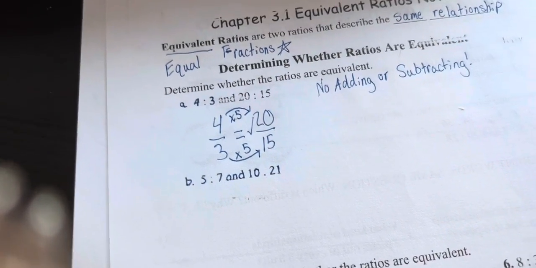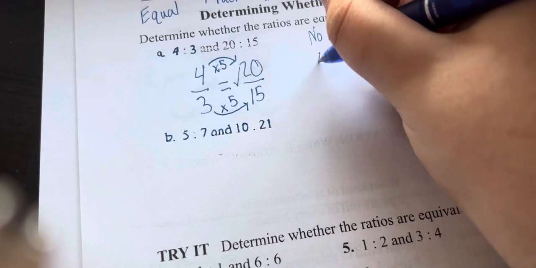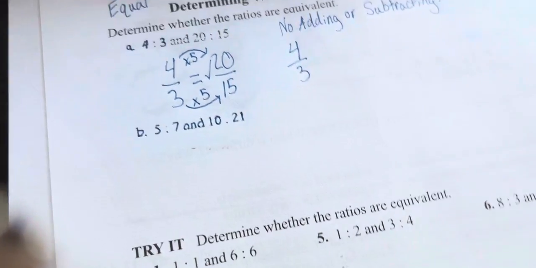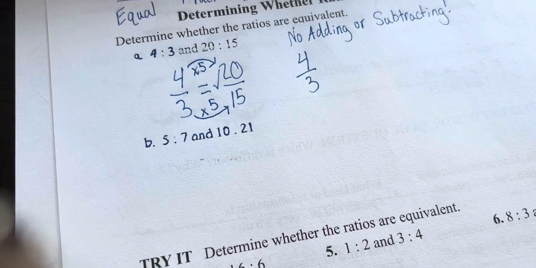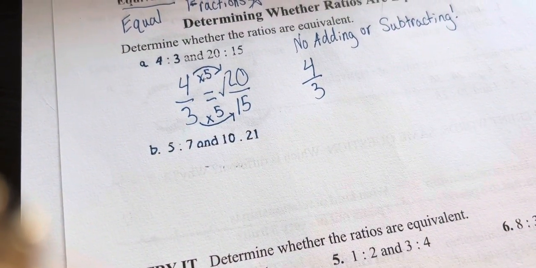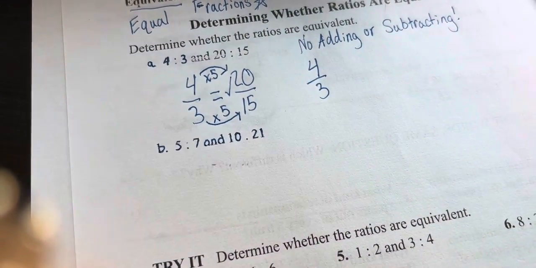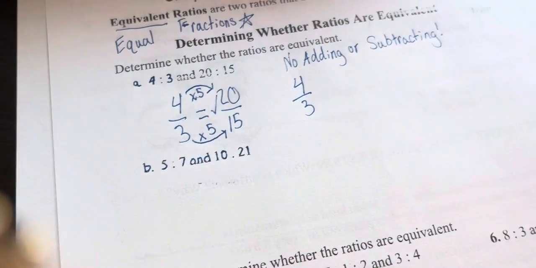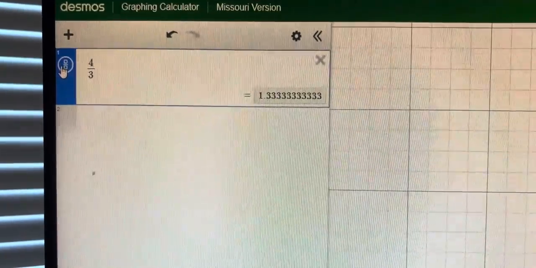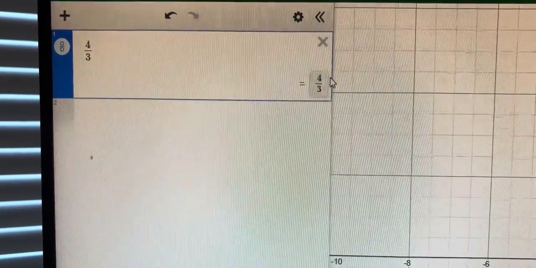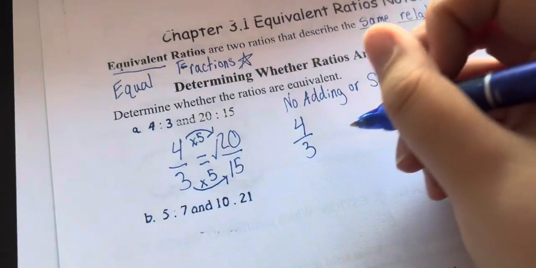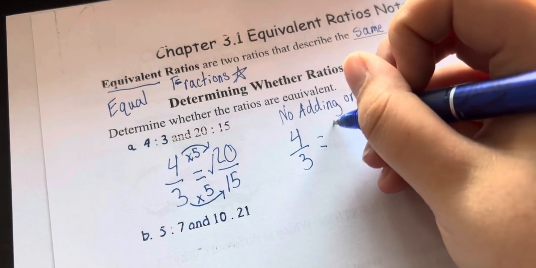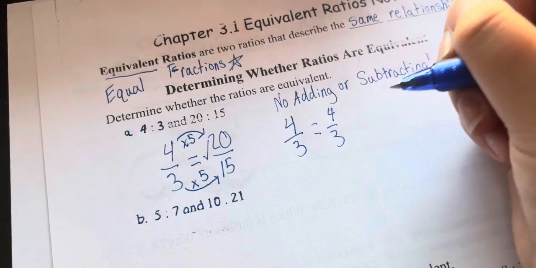Most people prefer to do it this way. 4/3 is just a regular old fraction. I can type that into my calculator, and then hit the fraction button, and you'd get 4/3. That tells me that this fraction is already simplified. So this equals 4/3.